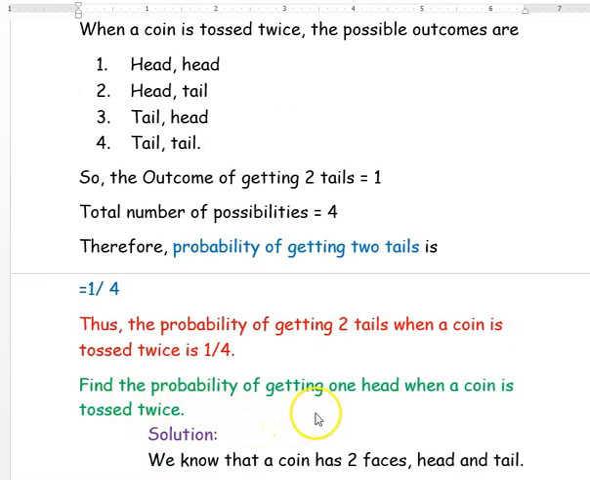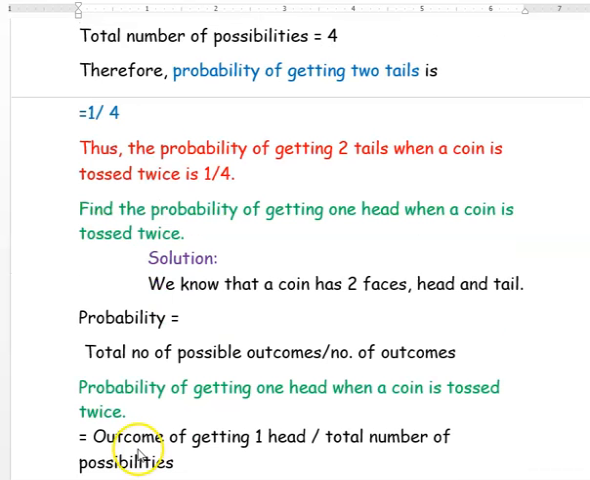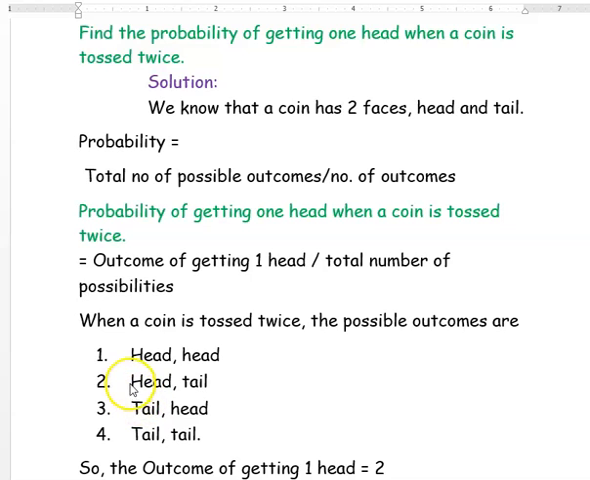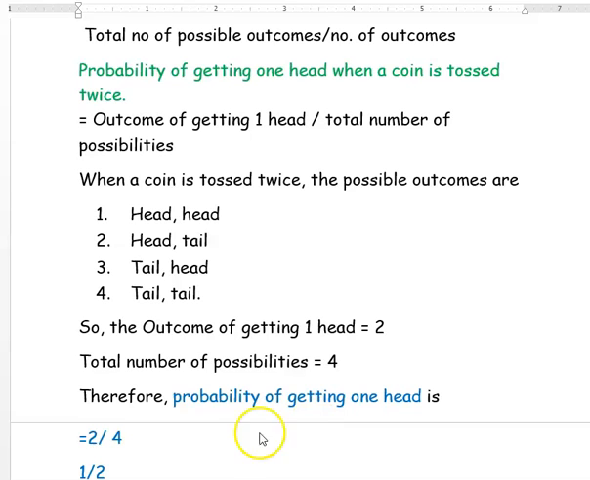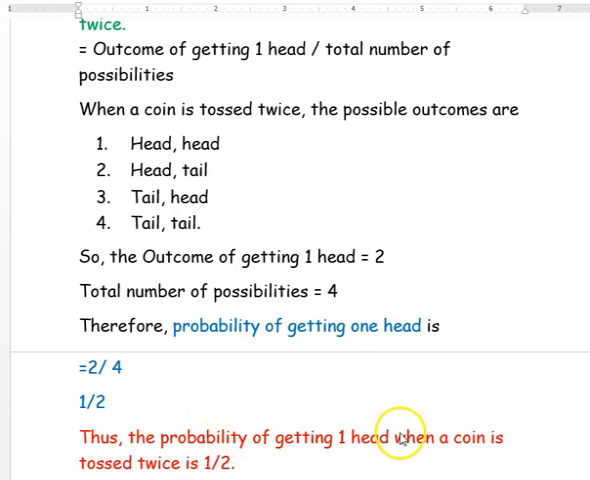Next question, find the probability of getting 1 head when a coin is tossed twice. Now our formula will become outcome of getting 1 head divided by total number of possibilities. If you look into our chances, for getting 1 head you may get it 2 ways, either head and then tail, or tail and then head. So you have 2 chances. The total number of possibilities is the same, that is 4. So the probability of getting 1 head when a coin is tossed twice is 2 divided by 4. If you simplify that, you will get 1 by 2. Thus the probability of getting 1 head when a coin is tossed twice is 1 divided by 2.